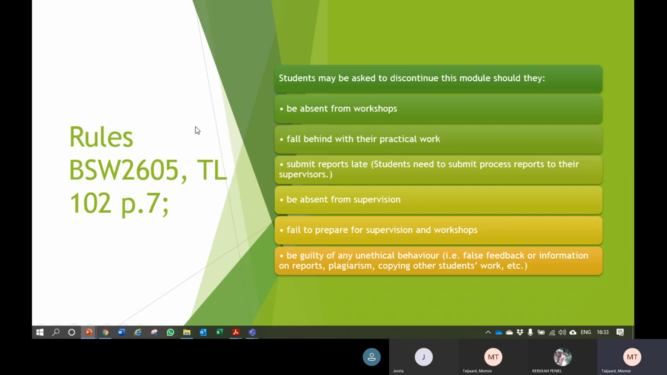And therefore, I need to bring to your attention the rules. It is in BSW 2605, the tutorial letter 102, page 7. I couldn't find it in 1503, but I think it will be safe to assume that the rules count for them as well.